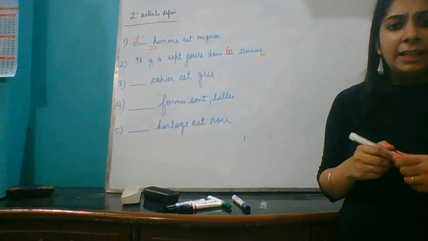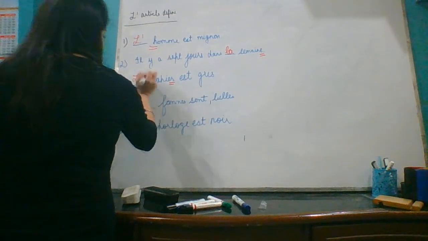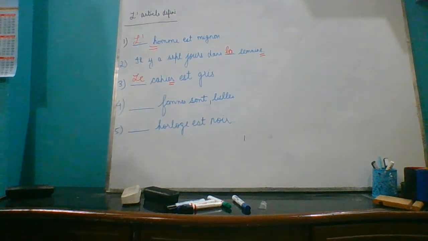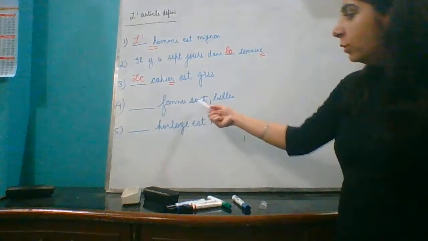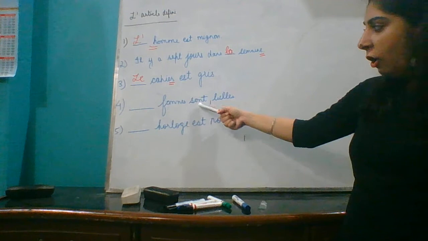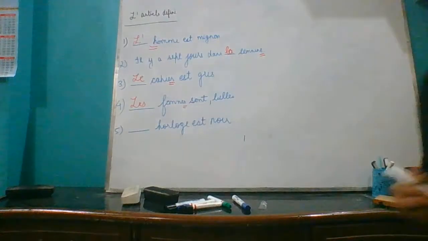The cahier is gris. So cahier is ending with R. So we will use the article with the masculine. Le cahier est gris. Now moving on to fourth. Dash femmes sont belles. Since the noun is plural, we will use the article with the plural. Les femmes sont belles. The ladies are beautiful.